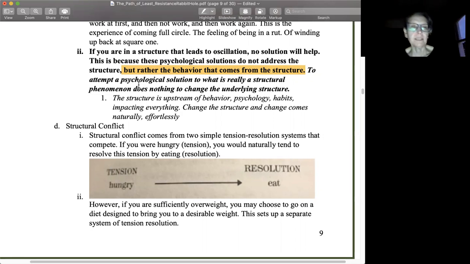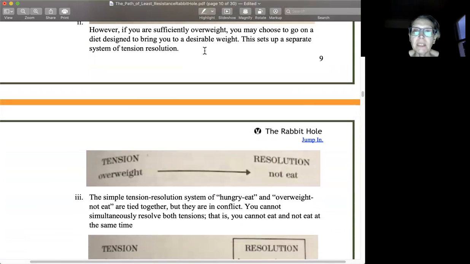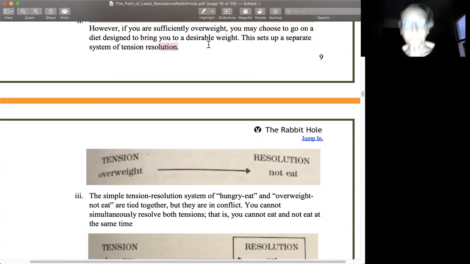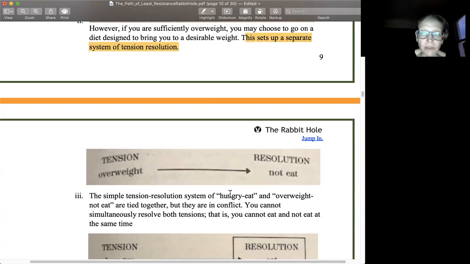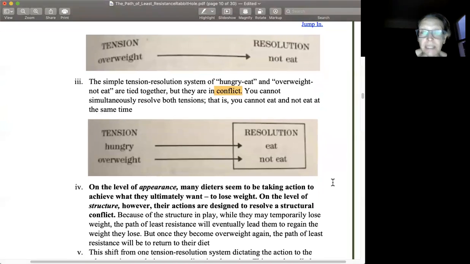D, structural conflict. Structural conflict comes from two simple tension resolution systems that compete. If you are hungry, tension, you would naturally tend to resolve this tension by eating, resolution. However, if you are sufficiently overweight, you may choose to go on a diet designed to bring you to a desirable weight. This sets up a separate system of tension resolution. The simple tension resolution systems of hungry-eat and overweight-not-eat are tied together, but they are in conflict. You cannot simultaneously resolve both tensions. That is, you cannot eat and not eat at the same time.